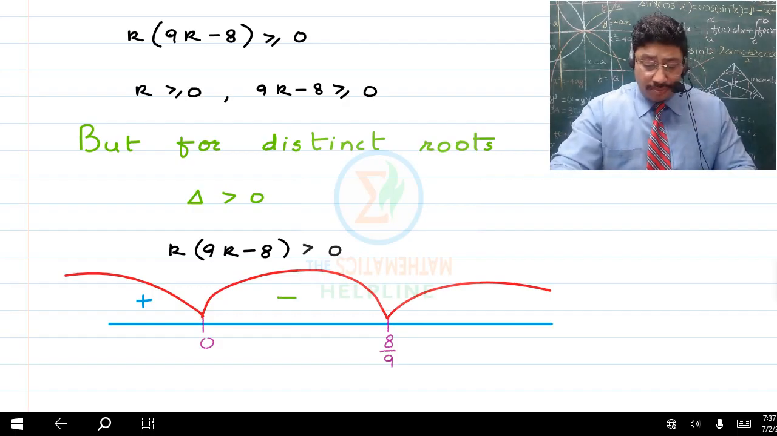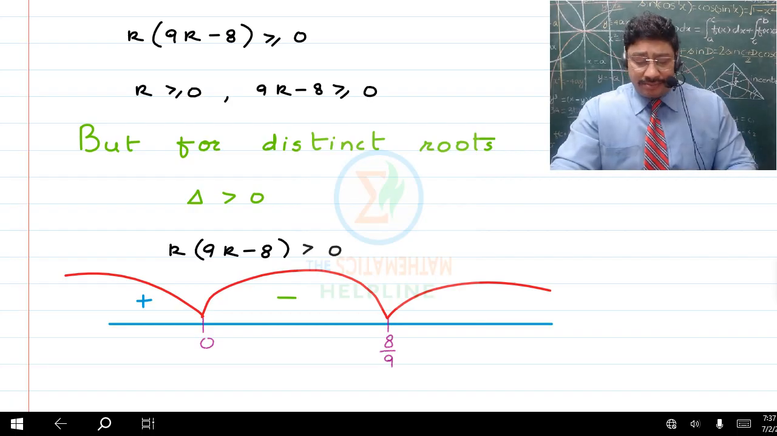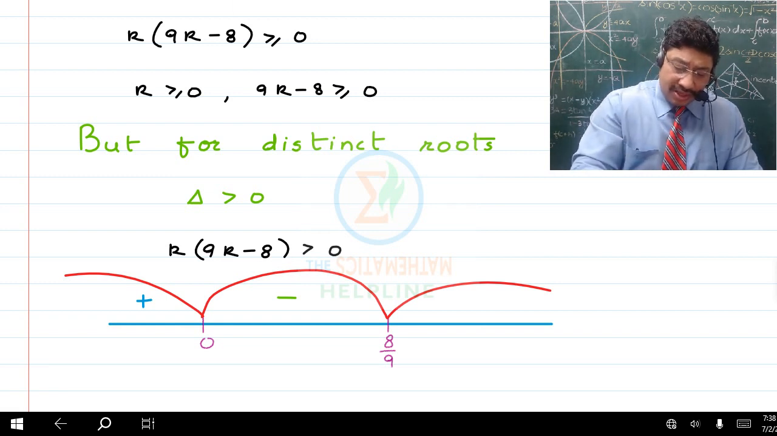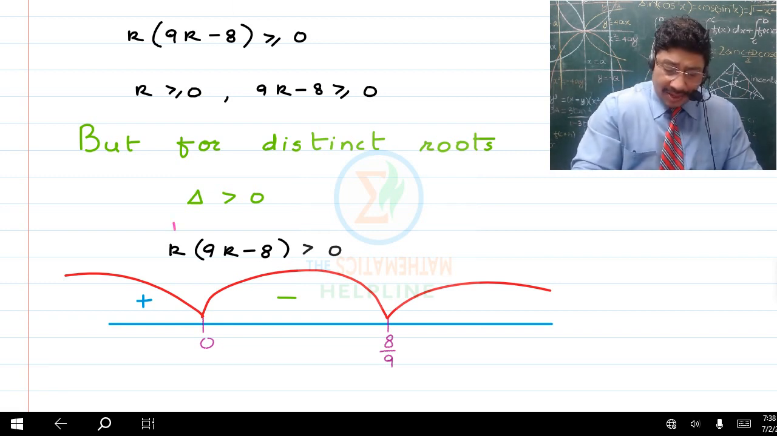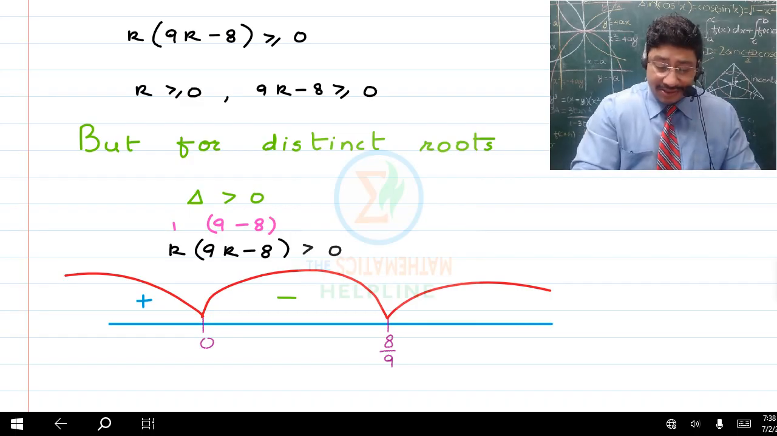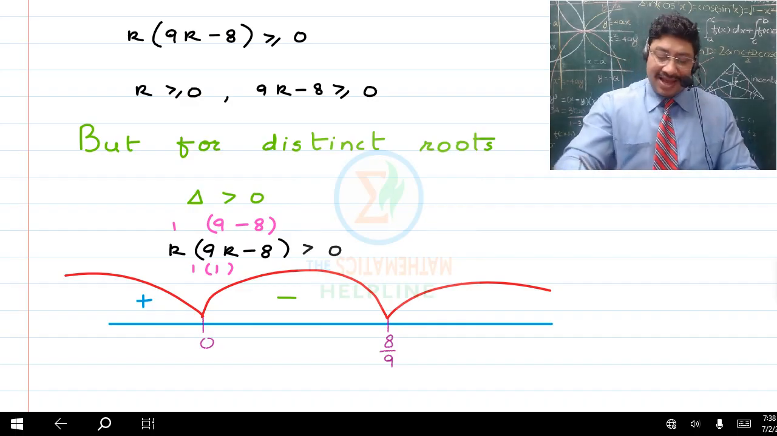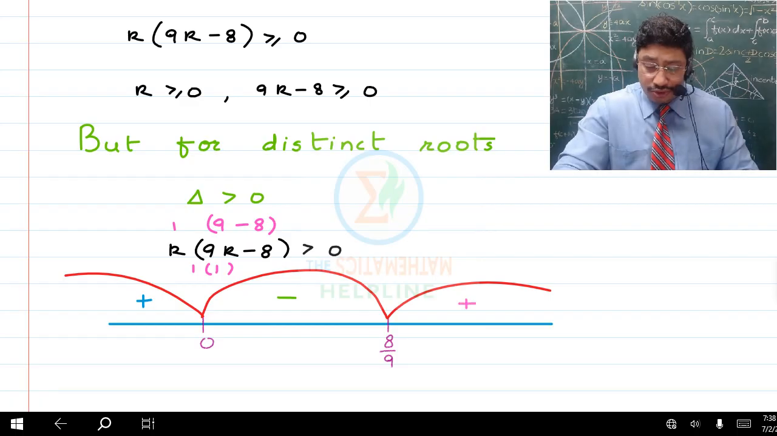Now we'll come over to the portion which is greater than 8 upon 9. Excuse me. So let's talk about a value which is greater than 8 upon 9. Let's keep it simple, that is 1. So when we keep k as 1, let's see what happens. Then we have 9 into 1, that is 9, and then we'll have 9 minus 8 in one of the brackets, and we have 1 outside. So obviously this becomes 1 multiplied with 1, and is it not positive? It is indeed positive. As such, you can mark this portion to be positive.